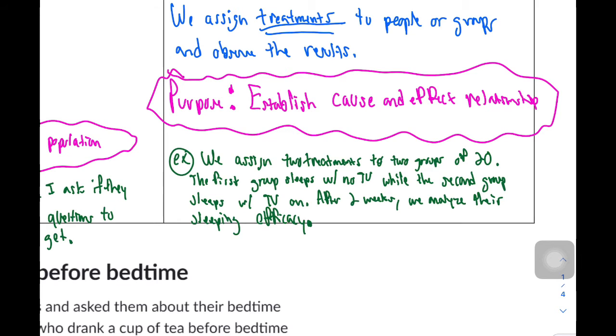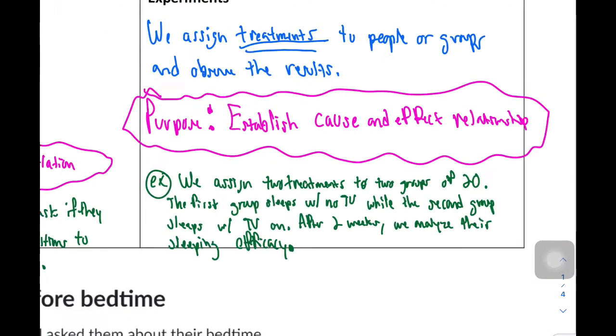So at the very end of this study, if after looking at the data we found that, hey, that first group that didn't have the TV on got much more quality sleep, while the second group that slept with the TV on didn't really sleep that well, we can establish a cause and effect relationship. We can start saying, it appears that sleeping with TV on tends to cause worse sleep.